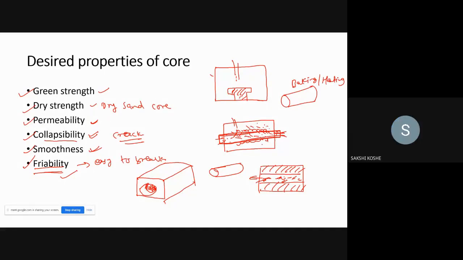Sir, you also said that the strength of the core should be more, but then we are also speaking here about friability. Strength of core should be more in case of what? Now that property we will discuss. Okay.